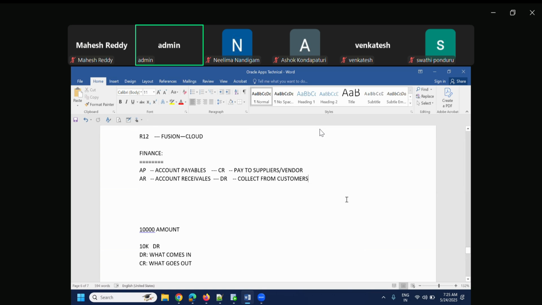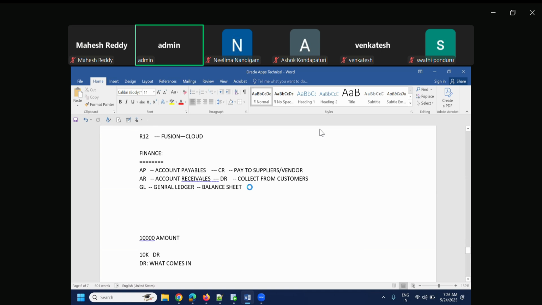At the end of the day, both go to the GL, the general ledger, to know the balance, the balance sheet, and to know the profit or loss. All the transactions, all the debits and all the credits, will go to the GL module to know the balance sheet.